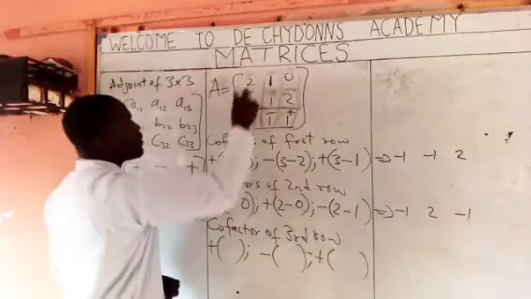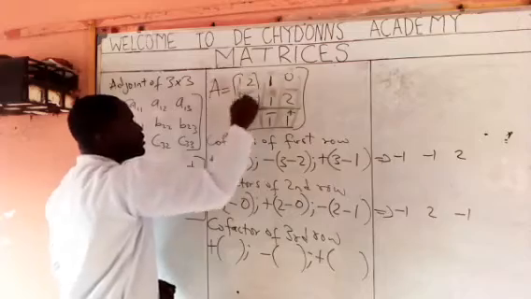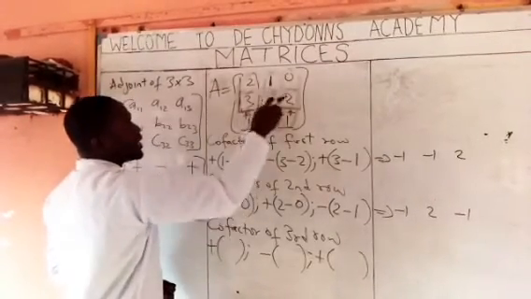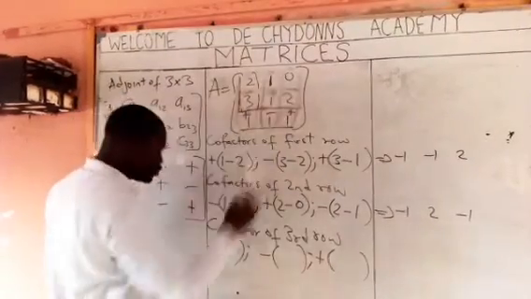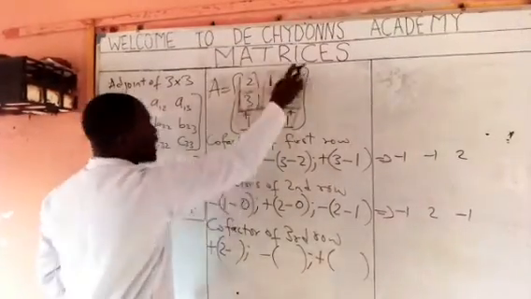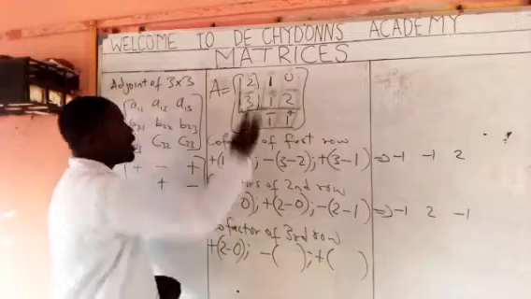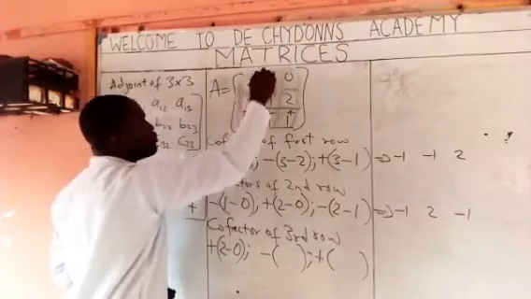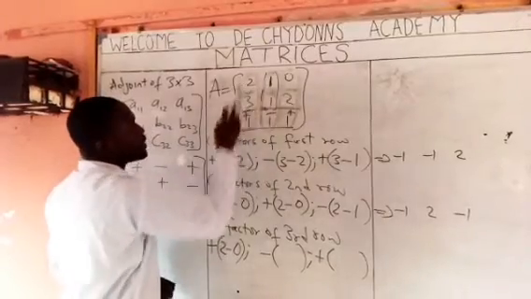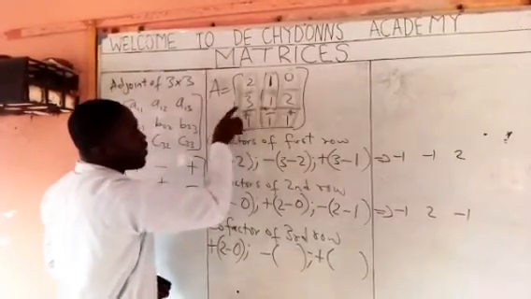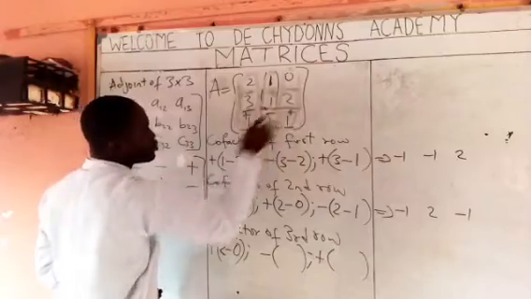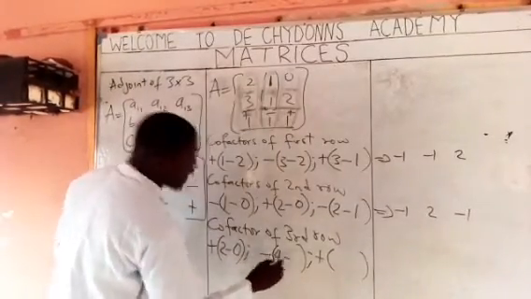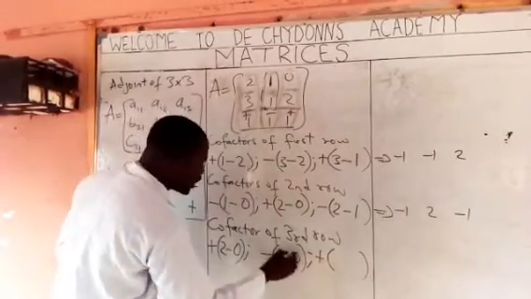Then I now say, if I hold the first column, what will appear is 1, 0, 1, 2. I say get the determinant. 1 times 2, 2 minus 1 times 0, 0. I will now clean the first column and hold the second column. What is the element that will appear? 2, 0, 3, 2. I say get the determinant. 2 times 2, 4 minus 3 times 0, 0.